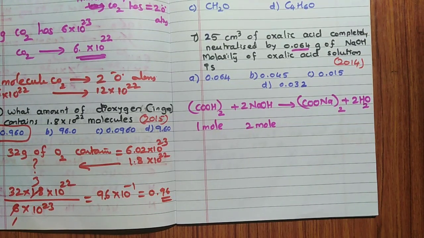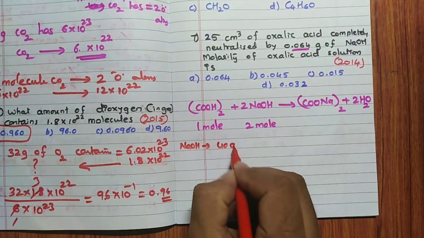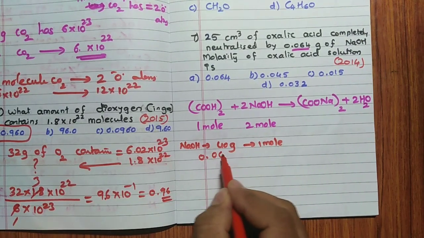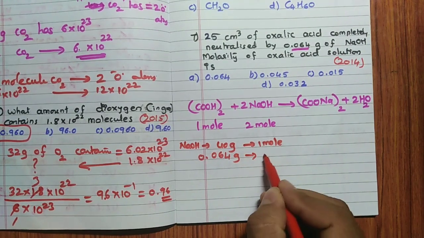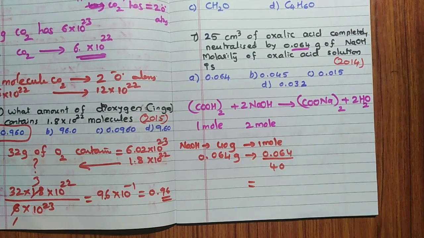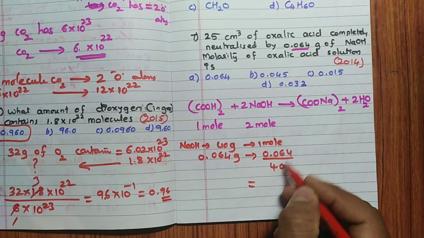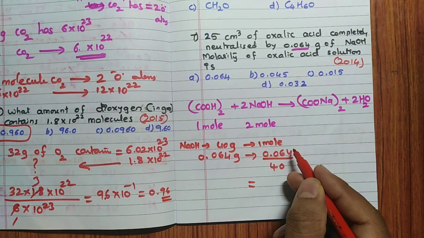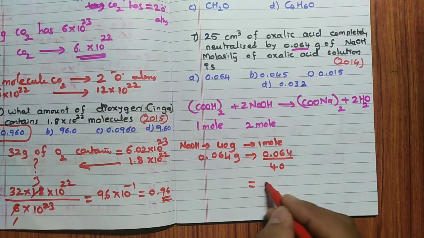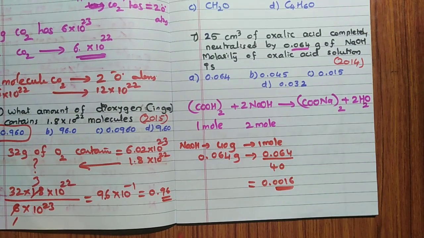Yes, we will do it now. Now we know that for sodium hydroxide, remember, 40 gram means 1 mole. Correct? So 0.064 gram means how many moles? See, 0.064 divided by 40. How much will you get? So 4 ones are 4, 4 sixteens are 64. Correct? So you have to put 0.0016. Right? 0.0016 you will get. You can calculate very easily.